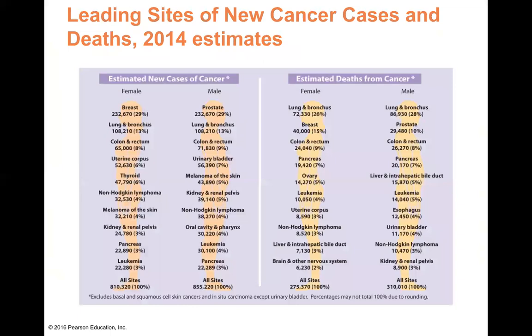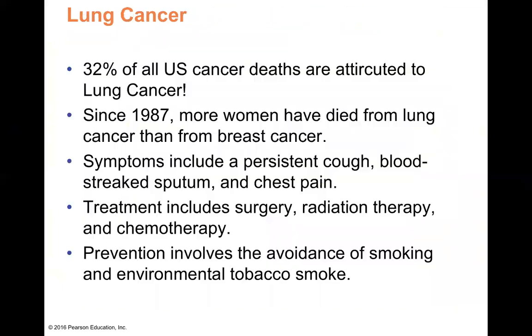You'll see that in females, breast is the biggest one. In males, it's prostate. These are new cases of cancer, but look how the deaths from cancer are different. Lung and bronchus is at the top, and then it's followed for women by breast and colon and rectum. But then for males, it's prostate, and then it goes down. You can see that pancreatic cancer is one of the top ones. So just because someone gets diagnosed with cancer, the rate of death is different.